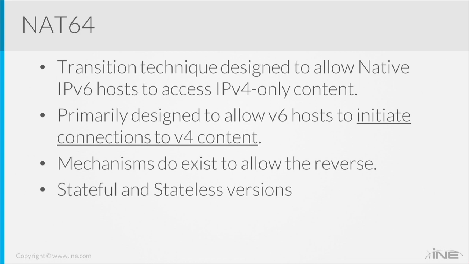I need something that's going to remove the v6 header and completely replace it with an IPv4 header. And conversely, when the v4 reply packet comes back, we need to remove that v4 header and replace it with a v6 header. So this is a translation technique, not a tunneling technique. Now, look at the second bullet point here. NAT64 was primarily designed to allow v6 hosts to initiate connections to v4 content.